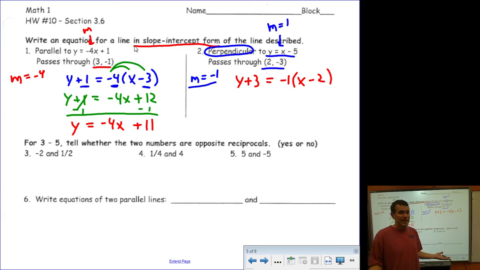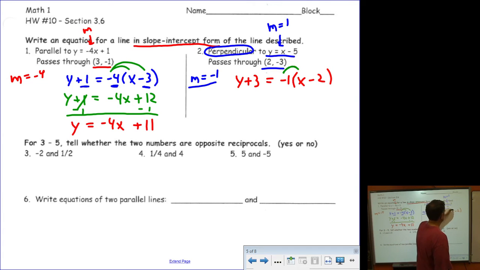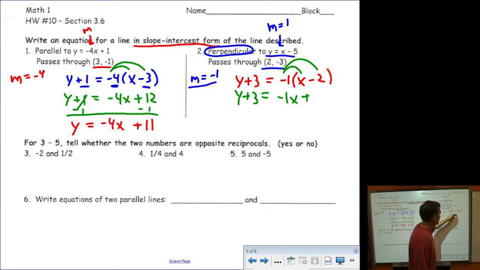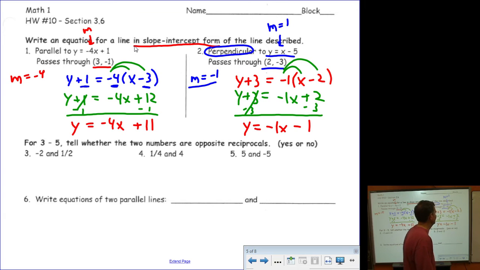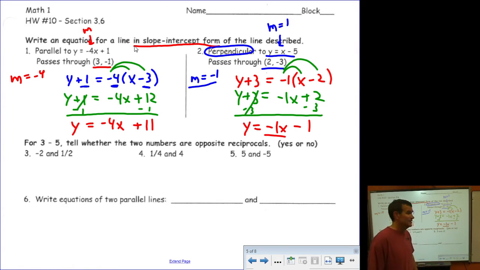I now need to put that into slope-intercept form. So I'm going to distribute the -1, get y plus 3 equals -1x plus 2, and then subtract 3 from both sides, and end up with y equals -1x minus 1. Or you could just write y equals -x minus 1.